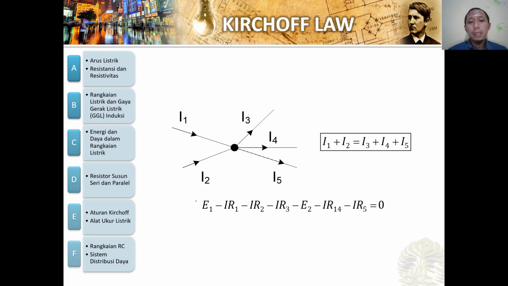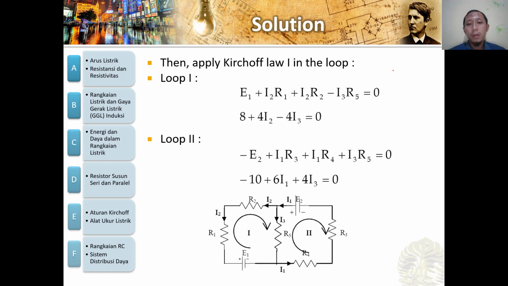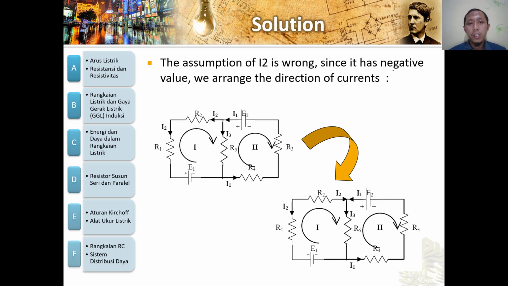And then another is the Kirchhoff junction law. We discussed that before. I1 and I2, the current into the node, is equal to the current out of the node, I3 plus I4. Okay, so please check this exercise by yourself. And then how to determine the current in R1, R2, R3, R4, and R5, which have resistances of 2 ohm, 2 ohm, 4 ohm, 2 ohm, and 4 ohm. Okay, you can see it in the solutions.